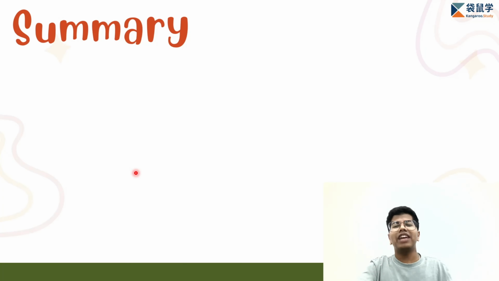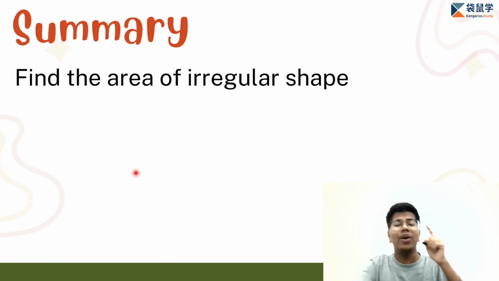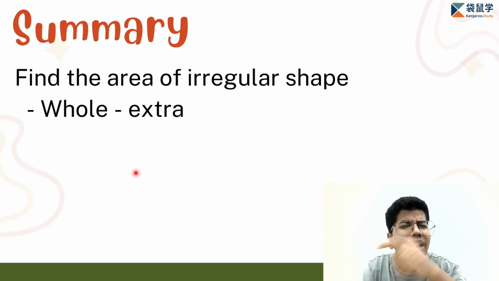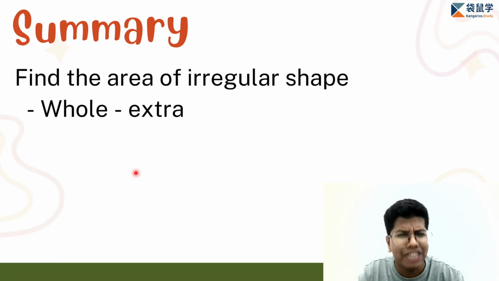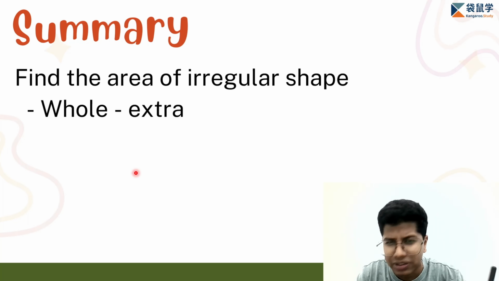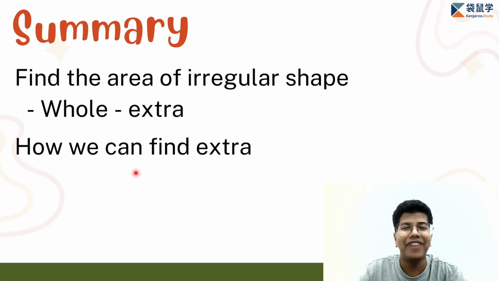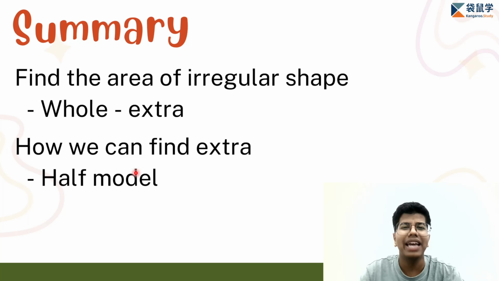So this is what we can summarize. In order to find the area of an irregular shape, we can use the formula whole minus extra, or whole minus the part. And how do we find the extra? Which model did we use? Yes, we use the half model. So we find the extra by using the half model.